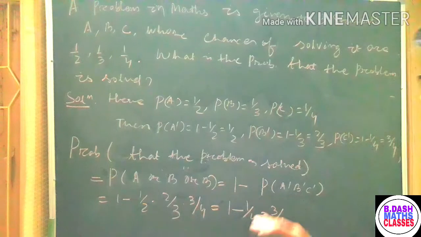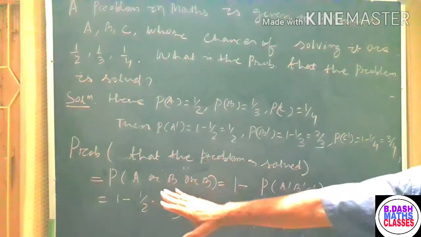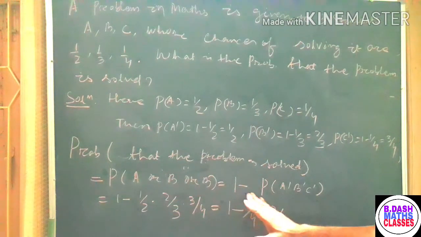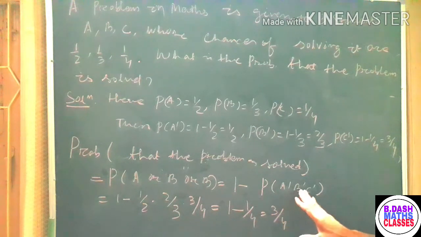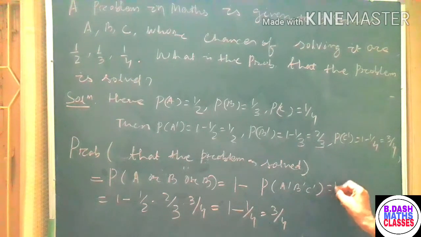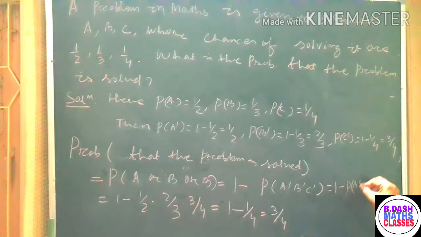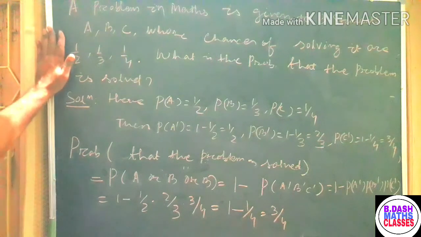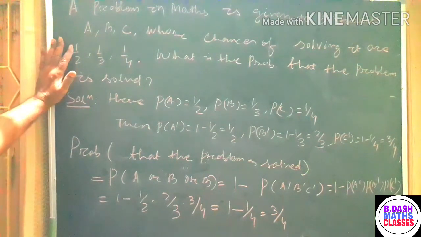So the probability that the problem is solved is P of A or B or C, which is equal to 1 minus the probability of A complement, B complement and C complement. So this is equal to, one line I have omitted here, P of A dash, P of B dash, P of C dash. So the value we are putting here is 3 by 4. Therefore, the solution is like this.